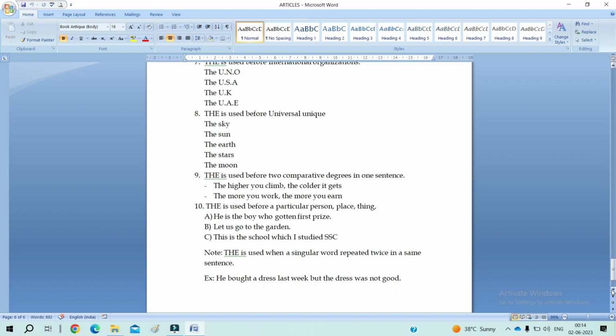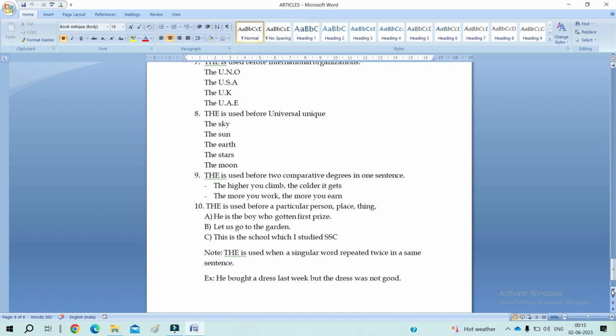Next, "the" is used before two comparative degrees in one sentence. For example, the higher you climb, the colder it gets. Comparison is there, right? The higher you climb, the colder it gets. Comparatively the same, and you have to write "the" for those two comparative degrees. Next, the more you work, the more you earn.